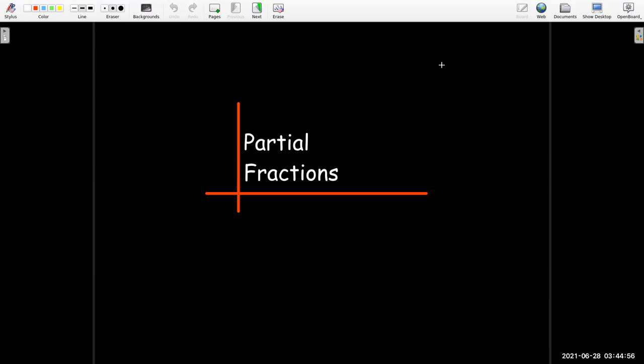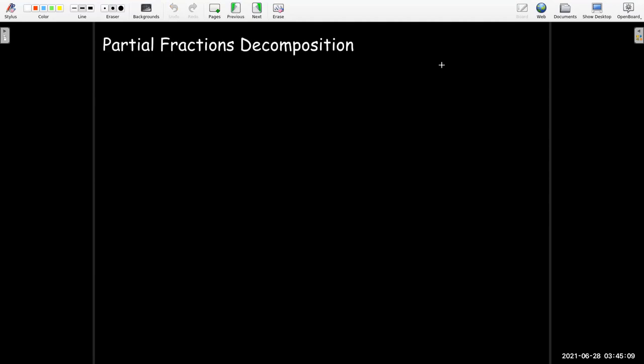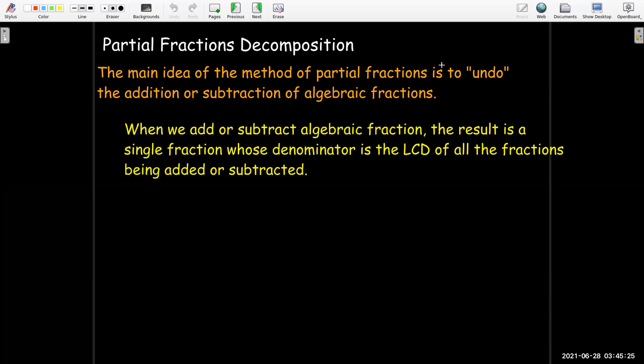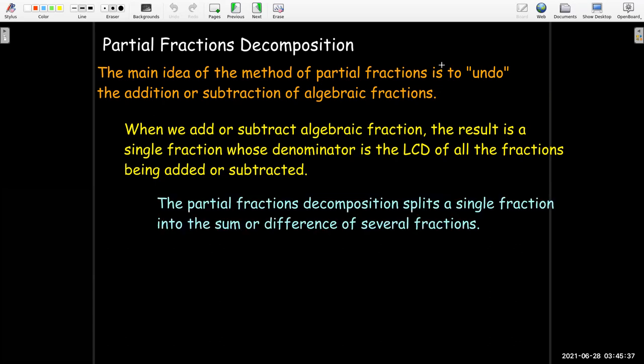In this video, we're going to talk about the partial fractions decomposition of a rational expression. Partial fractions decomposition is where you undo the addition or subtraction of algebraic fractions. When you add or subtract them, you combine them into a single fraction whose denominator is the least common denominator. But with partial fractions decomposition, we want to expand that single fraction as the sum or difference of several fractions.